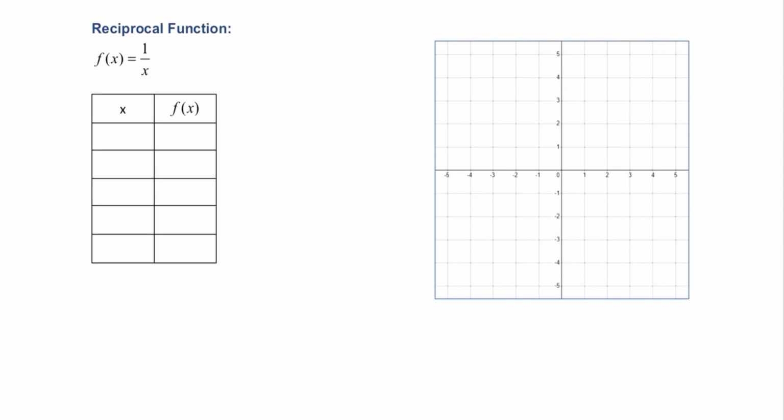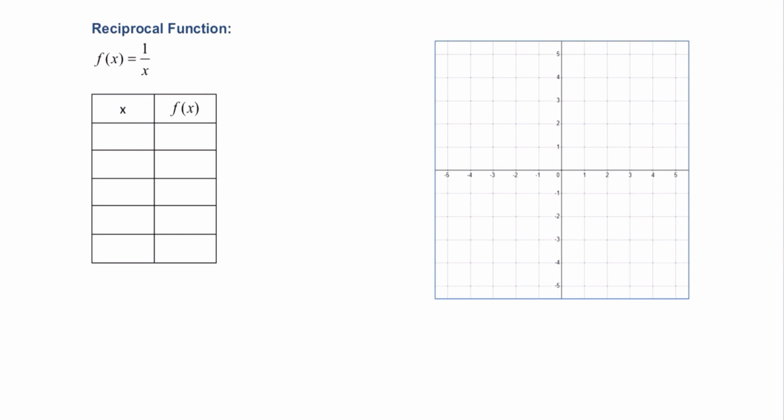Let's graph the reciprocal function using point plotting. We'll get more specifics on rational functions like this in Chapter 5. For now, we're just going to get a rough sketch of what it looks like. X is the independent variable, so we can choose values for x that will be easy to graph.